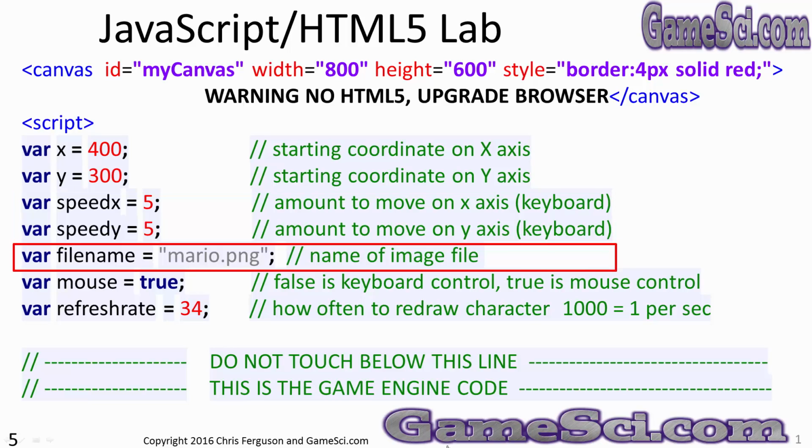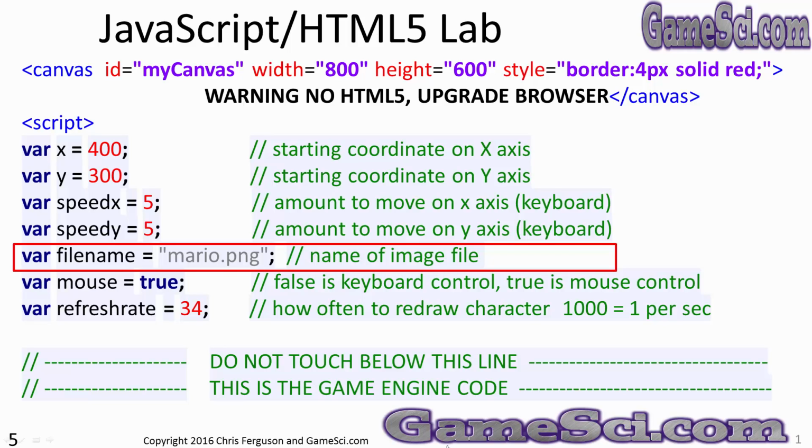Next up is a very important variable. Var file name equals mario.png. It's the name of the main character of our game. The main character, our hero if you will, it's got to have an image file. We have to have an image on the disk which represents the character we want to play. Right now I've decided to name that file mario.png.